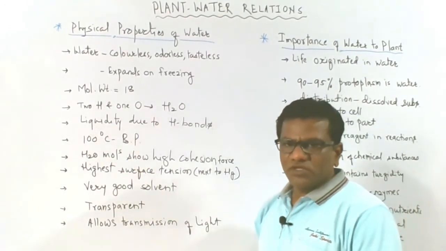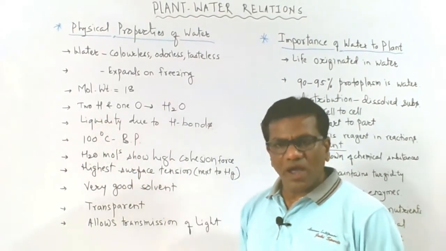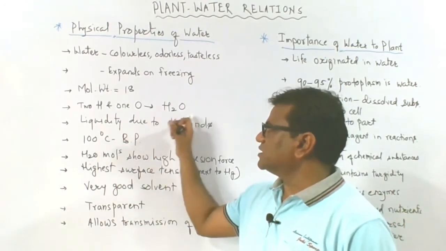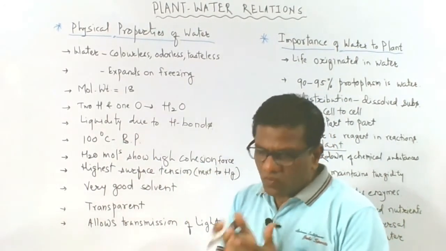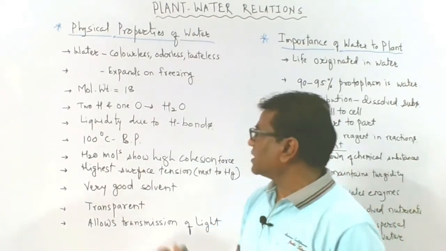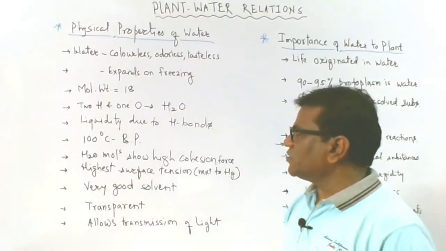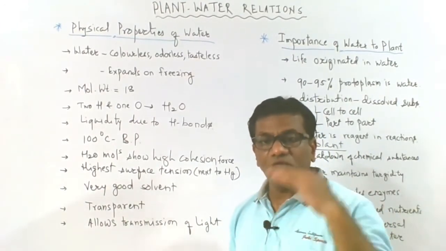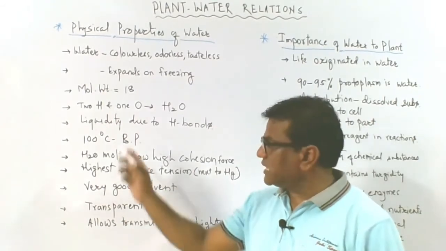The molecular weight of water is 18. It is made up of 2 hydrogen atoms and 1 oxygen, and therefore it is H2O. The H2O to H2O bonding is done by hydrogen forces, and therefore it is said that the liquidity of water is due to the hydrogen bonds. These hydrogen bonds are weak bonds, and that's why liquidity is there.